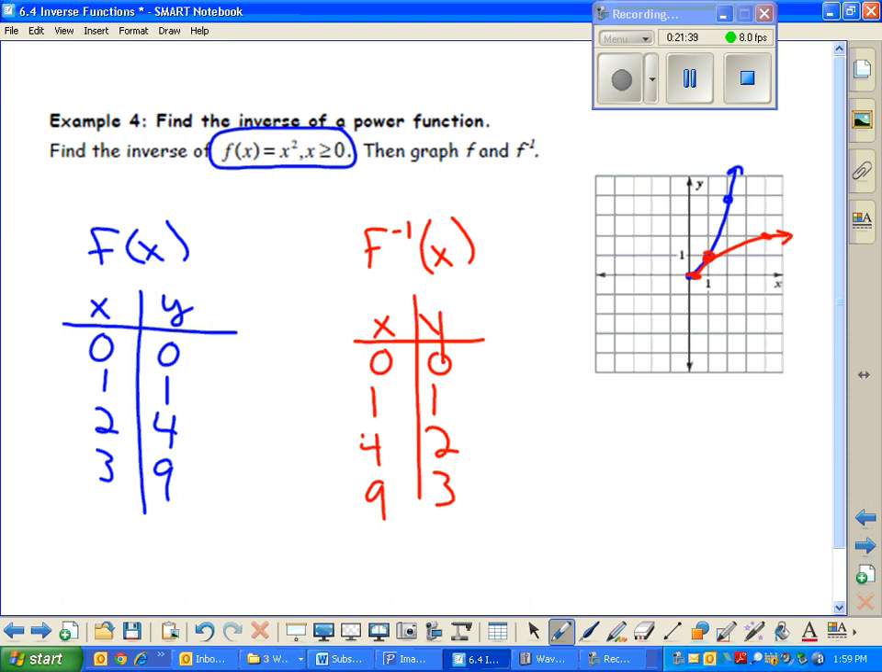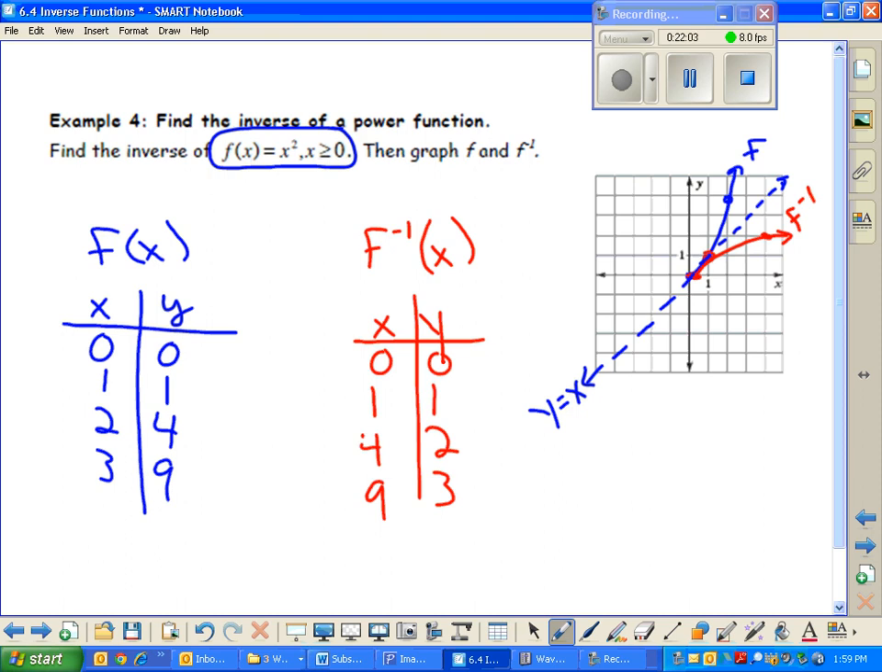So we get this graph for f inverse right there, and then the graph of f is up here. What you should come to notice is that ultimately inverses are always just reflections over the line y equals x. They're mirror images of each other. And that's why we end up swapping out the columns in our t-chart.